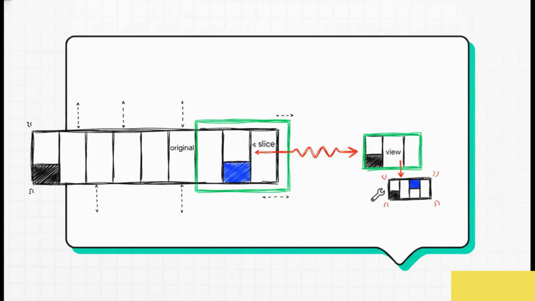But we do have to talk about a really critical warning here. Slicing a NumPy array does not create a new array. It creates what's called a view. This is amazing for saving memory, but it means if you modify a slice, you are silently modifying your original dataset too. It's like looking through a different window into the exact same room.